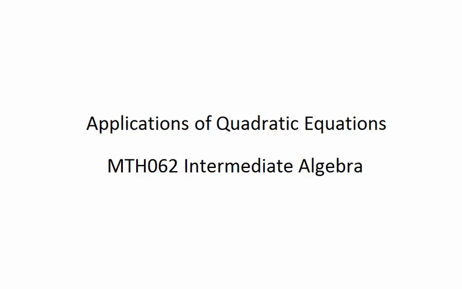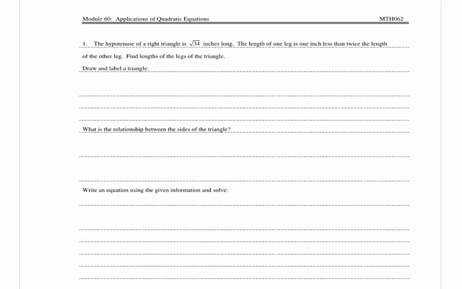In this video, we're going to look at applications of quadratic equations. In number 1, it says, the hypotenuse of a right triangle is the square root of 34 inches long. The length of one leg is 1 inch less than twice the length of the other leg. Find the lengths of the legs of the triangle.